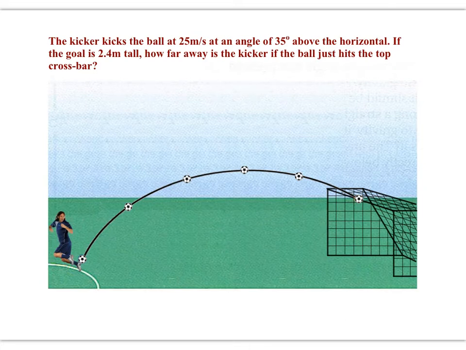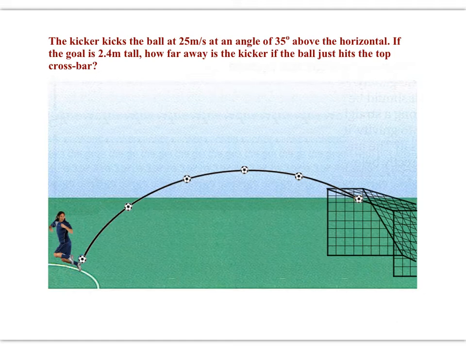Okay, so here's a little bit more complicated problem. It says the kicker kicks the ball at 25 meters per second at an angle of 35 degrees above the horizontal. If the goal is 2.4 meters tall, how far away is the kicker if the ball just hits the top of the crossbar? For these kinds of problems that involve a vector at some angle, the first thing we need to do is take that vector and break it into components. We can't do anything else in terms of physics until we do that.